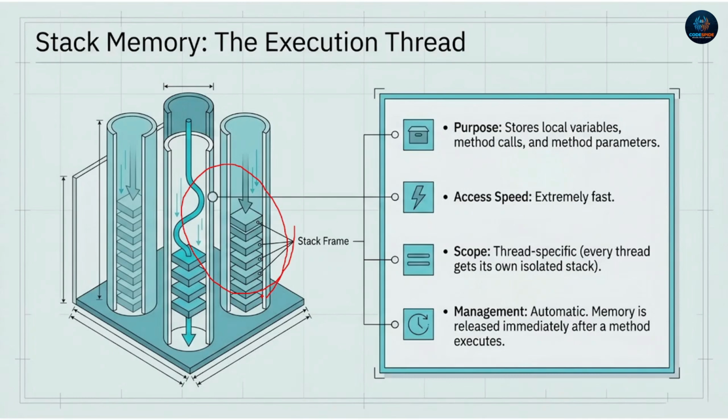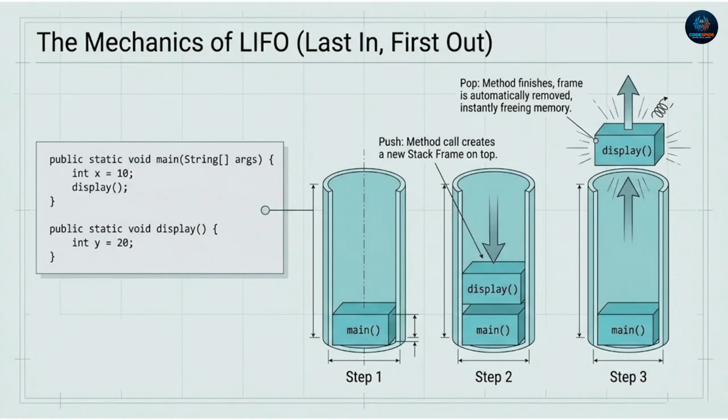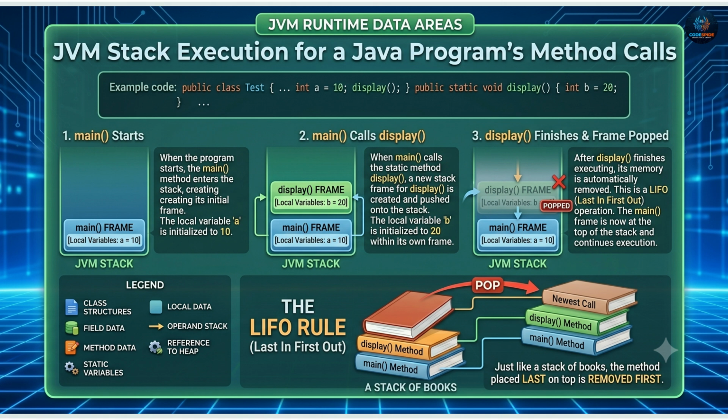Suppose we take an example: public class Test, public static void main, and here we write int a = 10, then call the display method. Inside the display method we have another variable, int b = 20. So when the program starts, main enters the stack. Now the main method calls the display method, and a new stack frame is created inside the stack. So the display method and b = 20 are stored here, above the main method and a = 10, which are already there.